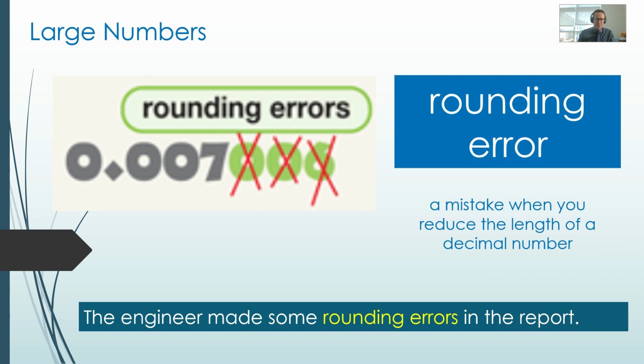Rounding error. This is a mistake you make when you reduce the length of a number because of a decimal number. So here we have an example, 0.007006. If you cancel these last 3, it's an error because you've taken away a figure there. That 6 is gone. For example, the engineer made some rounding errors in the report. So I think spelling and pronunciation is not that difficult. Remember, OW is OU, and error has a double R.